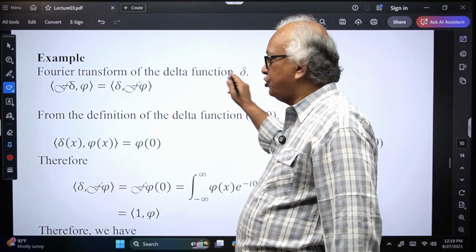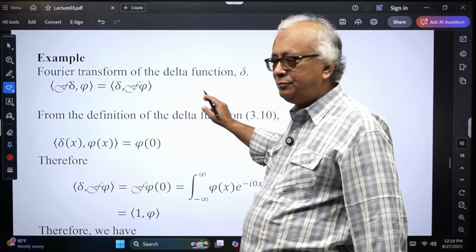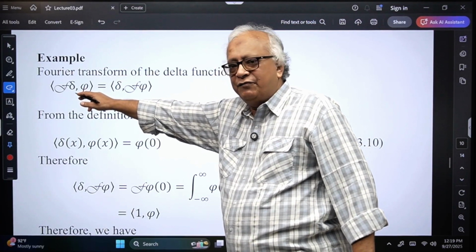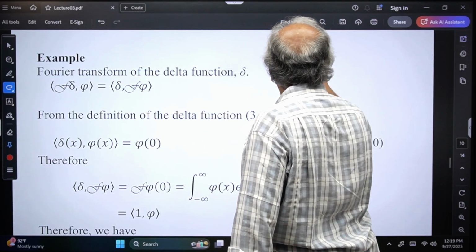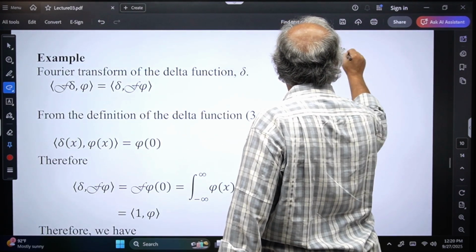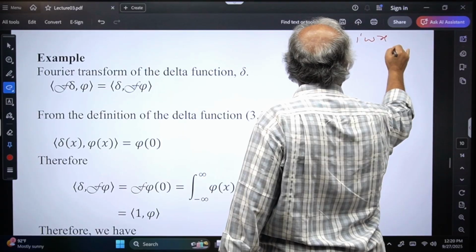Fourier transform of the delta function. I mean, integration of delta e to the minus i w x dx.